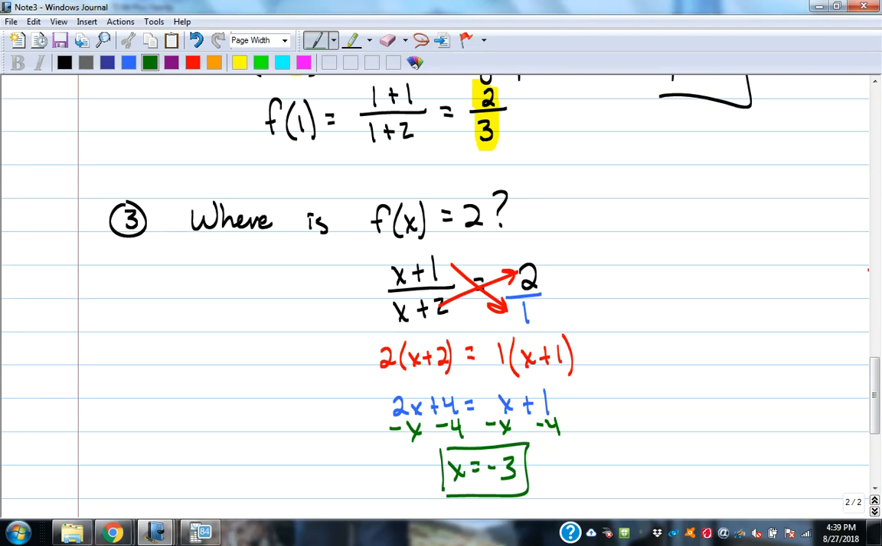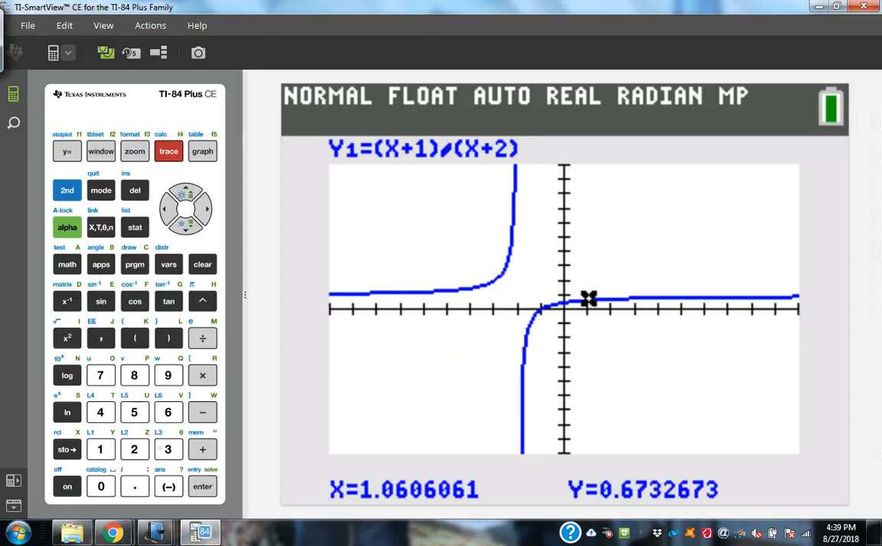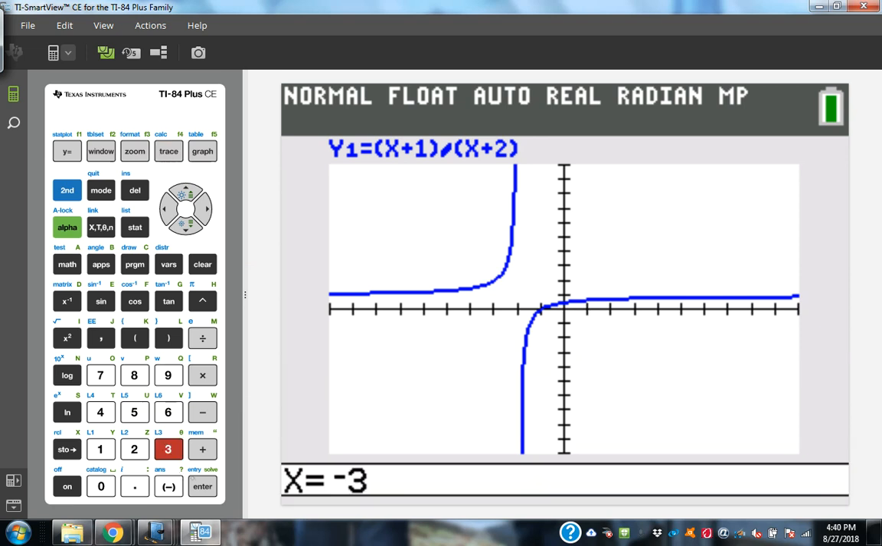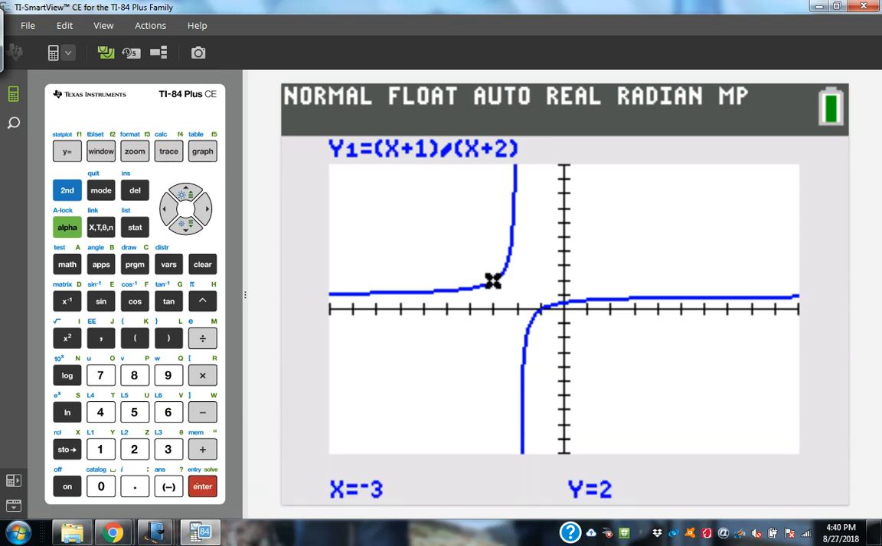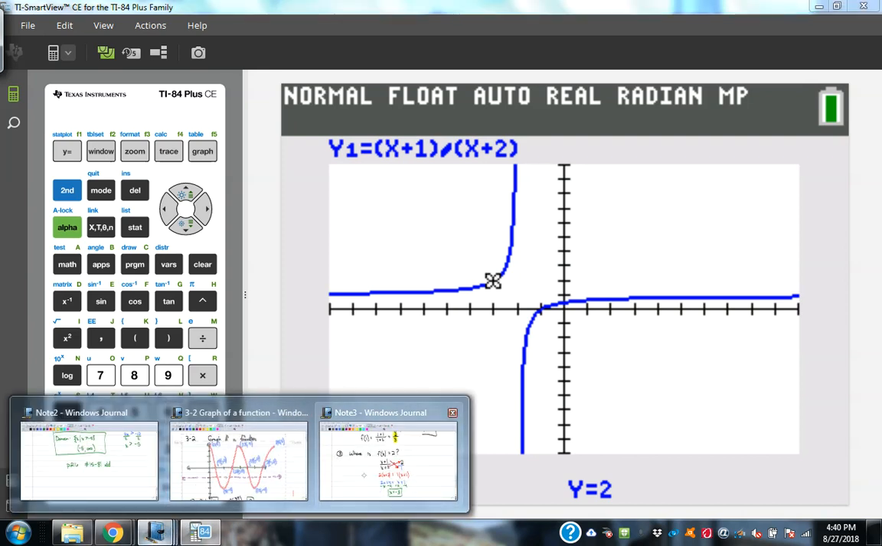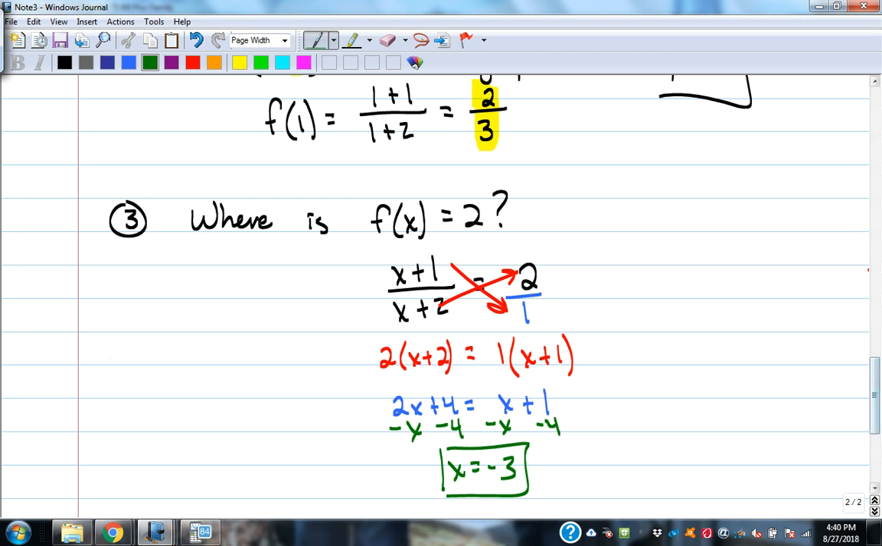I can check that with my graph on my calculator. All I've got to do is, I've already got the graph drawn. If I hit trace and then type in -3, I should get 2 as my y value. Boom, I got it right. That tells me I got it right. All right. Next question. Last one of this section.